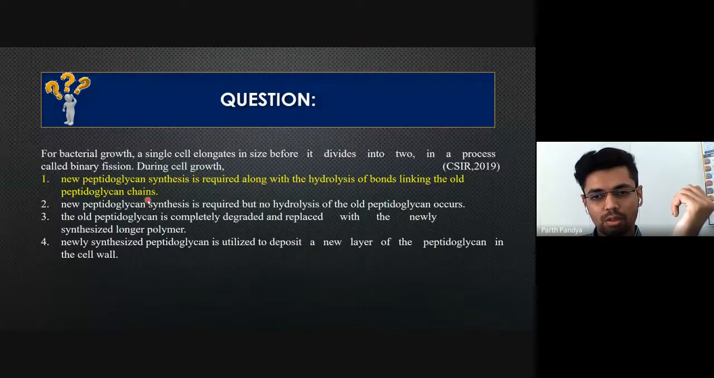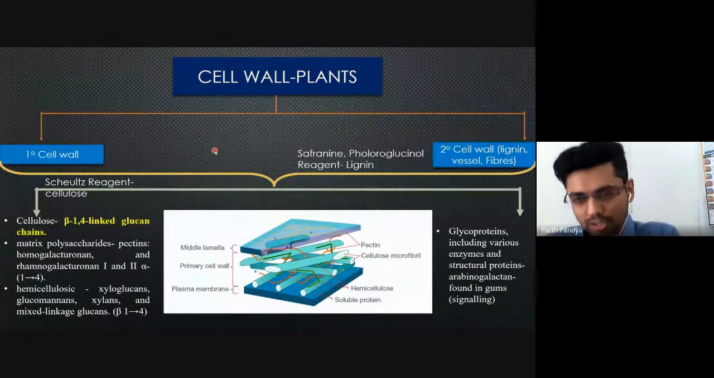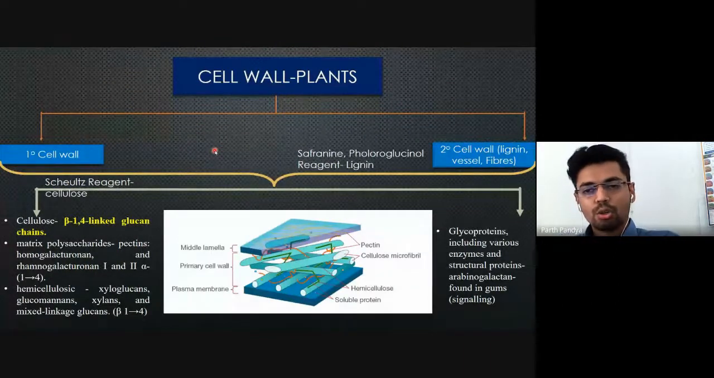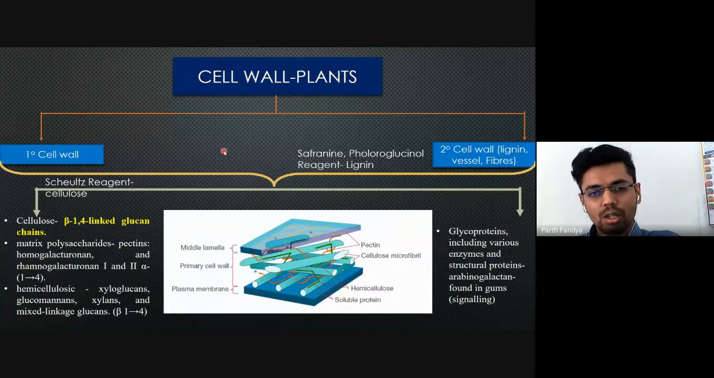Moreover, we have cell walls in plants also. In plants, we have two types of cell wall, called the primary cell wall and the secondary cell wall. The primary cell wall is made with the help of cellulose, whereas the secondary cell wall is the deposition of lignin, which is deposited in the vessels and the fibers.